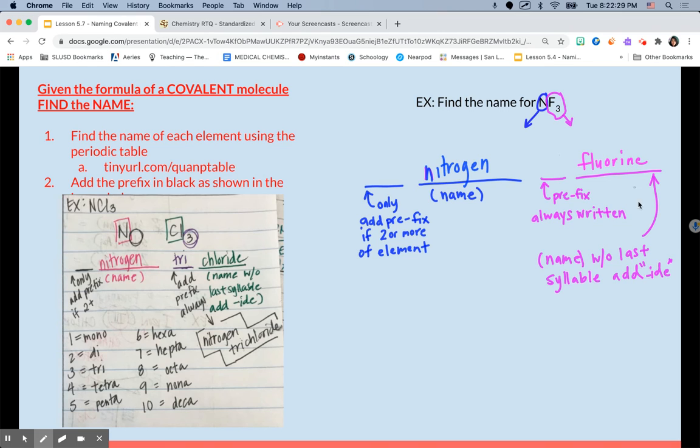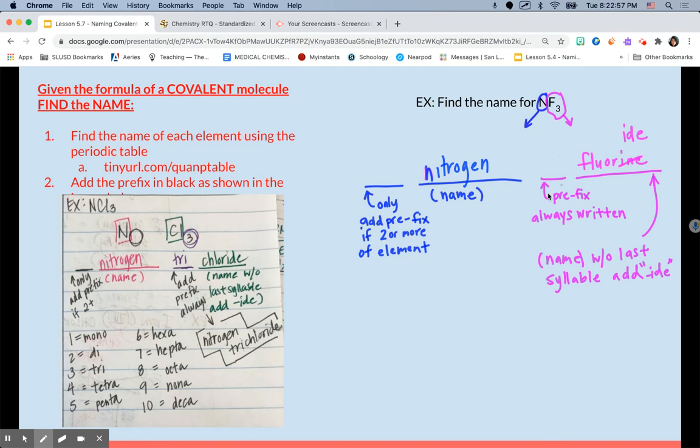But reminder that for the name and the ending, it's going to be the name without the last syllable, and we're going to add "ide" instead. So sounding this out, fluorine, my second syllable, cross this out, so it's going to be fluoride. Fluoride is the actual name of these two elements bonded together.